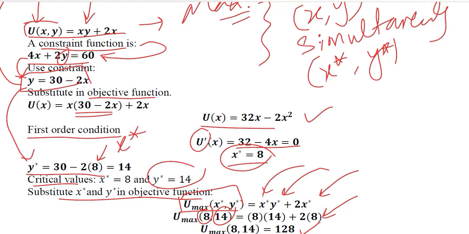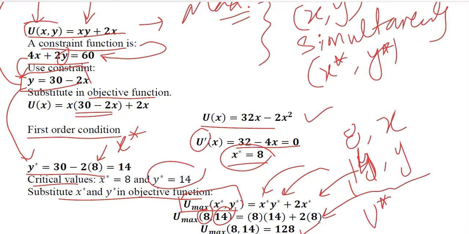So in this way we have come up with the optimized value of utility, which is 128 units, and it will happen if the consumer consumes 8 units of x and 14 units of y. This will give him the maximum utility, and that level will be 128.